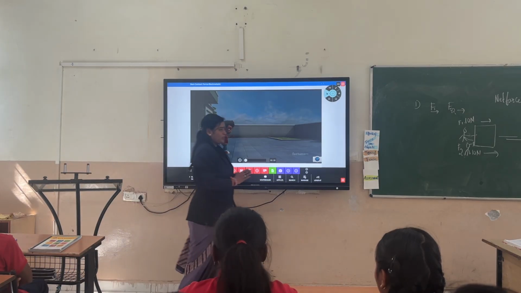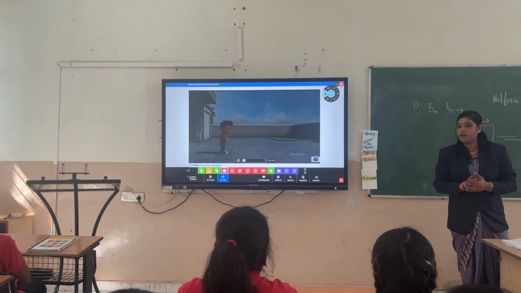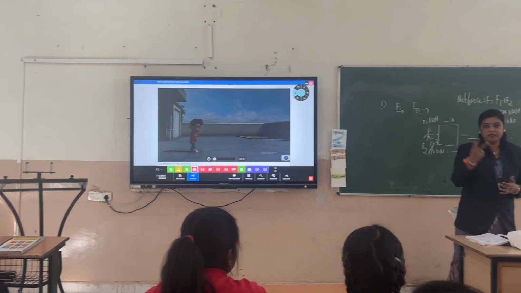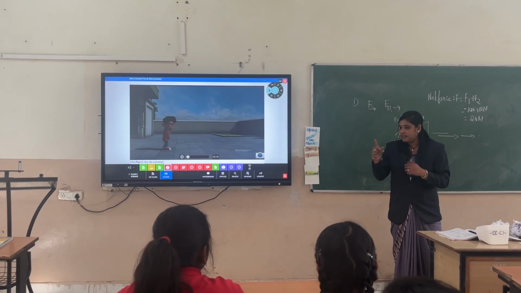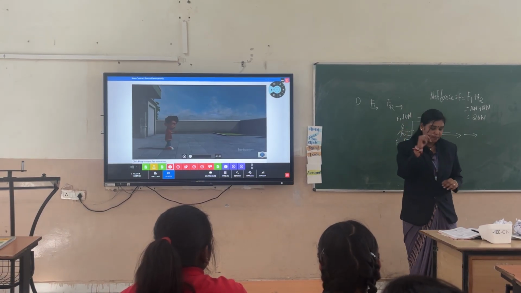So yes, the force is the thing which is going to change the direction of an object, which is going to change the state of an object, and which is going to change the position of an object, and also which is going to change the shape of an object.